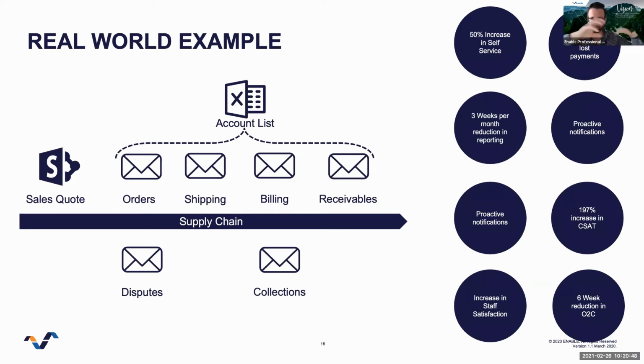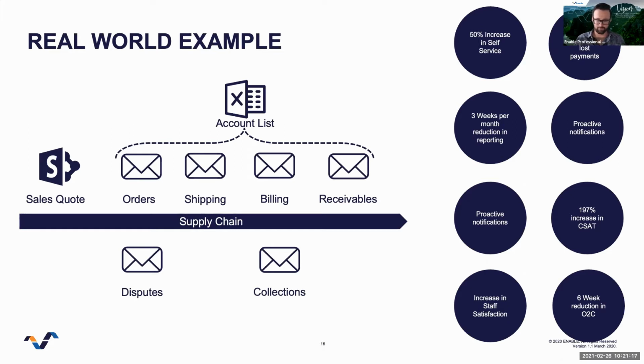So we onboarded all the other functions and then stitched them together so that they could see exactly where their order to cash was being held up and by who, so they knew exactly where to go and push things along. So some of the cool things that came out of this was a reduction of lost payments. There was this poor person, 3 weeks of every month, they would count emails in the inboxes to put reports together.